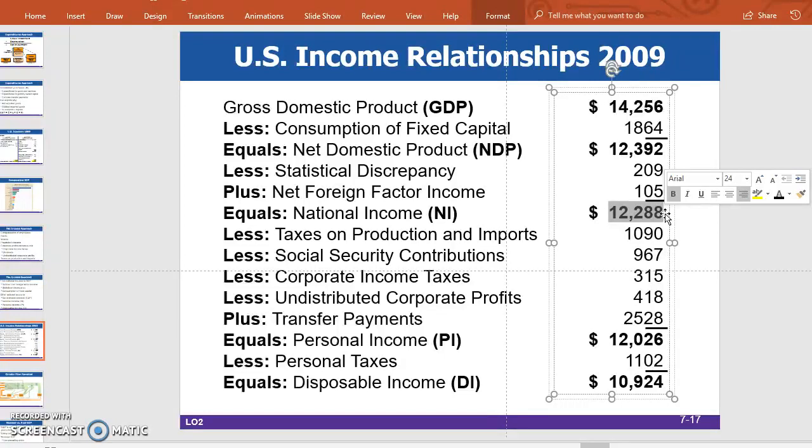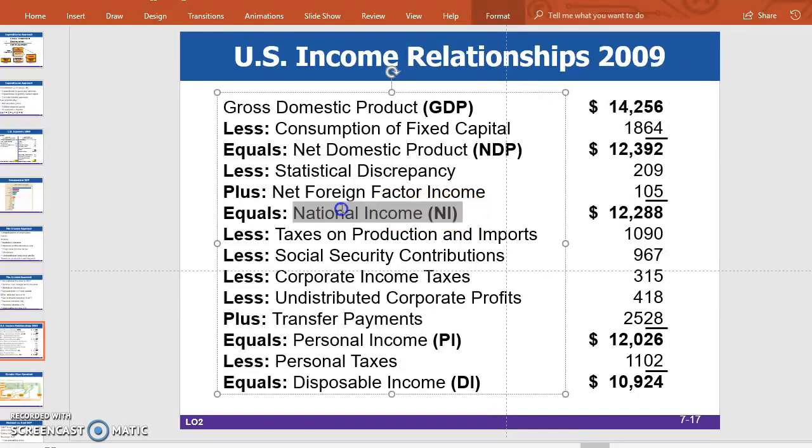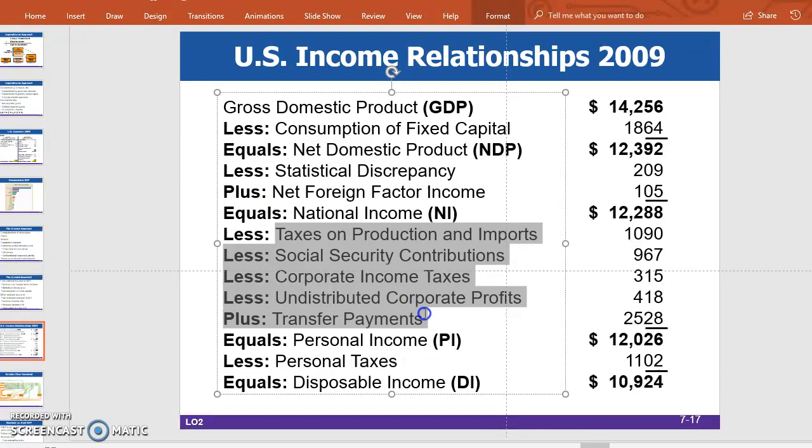National income 12,288. So here you see, in national income the focus is on how much income the factors of production of a country earn, right? And then in GDP, the focus is on the size of the output produced within the physical boundary of the country, right? And then from national income, we want to go to personal income, PI. In PI, the focus is on the income of the households to spend, either earned or unearned. So we have to make all these adjustments to go from national income, NI, to personal income, PI.